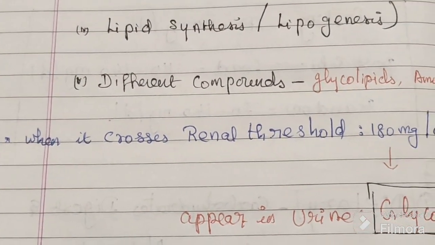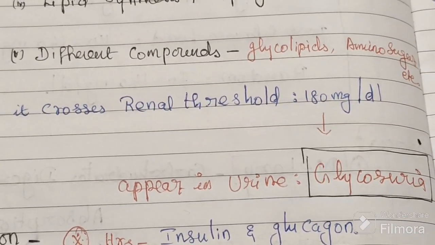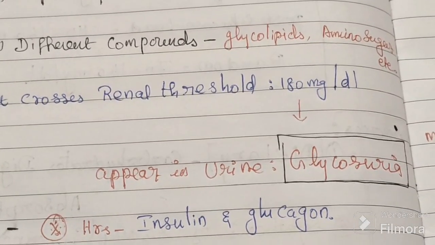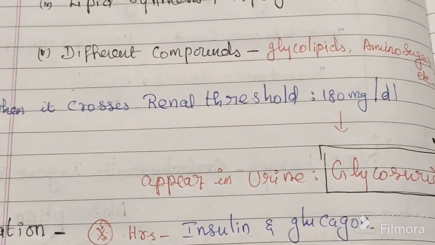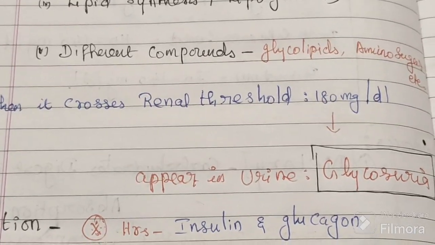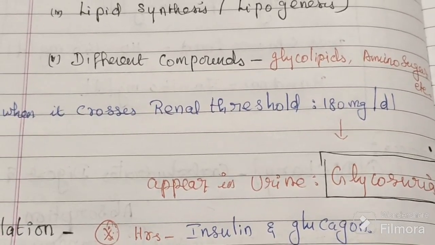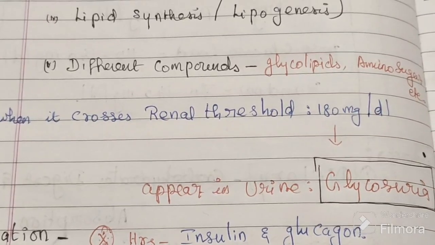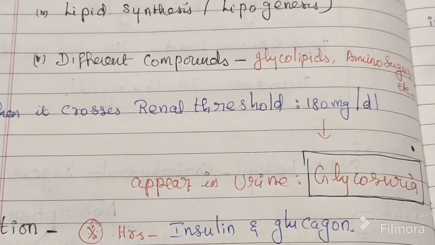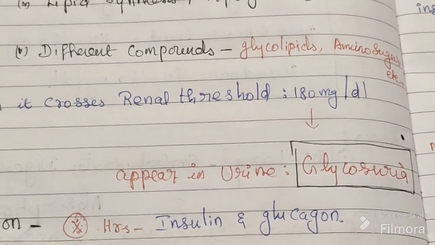When it crosses the renal threshold, that is 180 mg per deciliter, glucose appears in the urine. When glucose appears in the urine, this condition is called glycosuria. There are different causes for glycosuria that include high carbohydrate intake, renal causes, and different conditions.